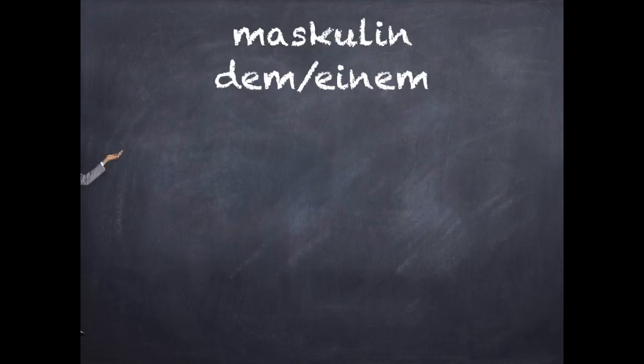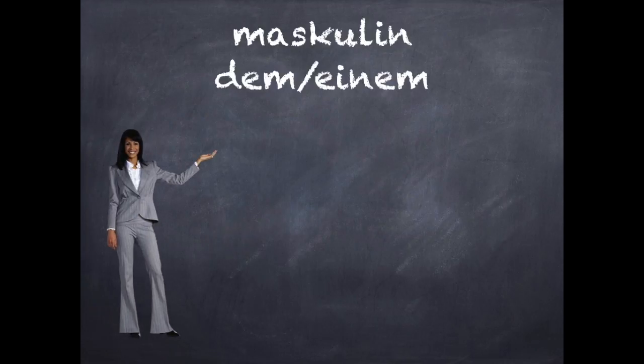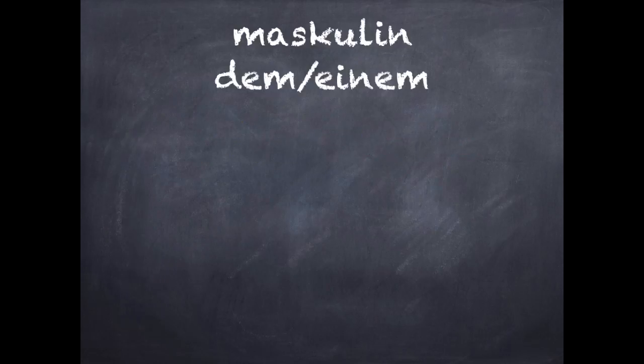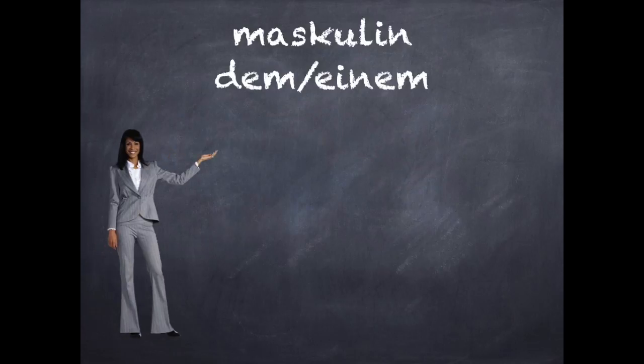So let's dive into the first masculine example. The articles are dem and einem. So we have a woman here. Die Frau hat ein Hotdog. So die Frau is our subject, and ein Hotdog is our direct object, as we were talking about in the accusative case. But now we're going to add another indirect object to the whole situation.